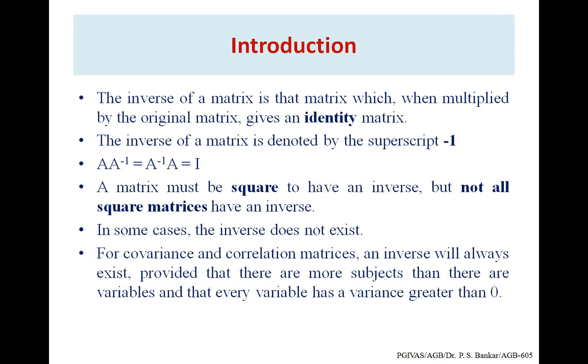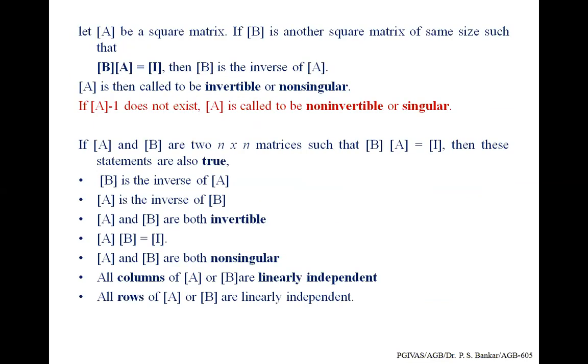Regarding the concept, we can understand here. For example, let A be a square matrix. Now we know that the square matrix, we indicate in square brackets. So if there is a square matrix A, and suppose there is another matrix B of the same size, then if the square matrix B multiplied by square matrix A is an identity matrix, then we can say that B is the inverse of square matrix A.